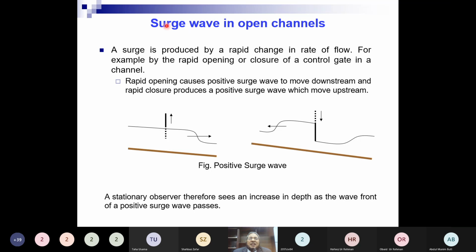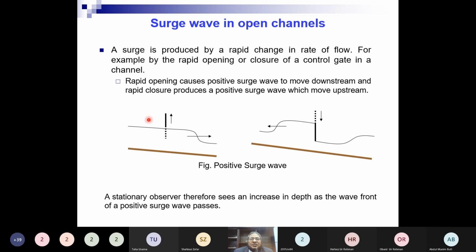Now, what is a surge or surge wave? Surge is produced by a rapid change in rate of flow, or there is a sudden increase in depth of flow. That is called a surge in the open channel. And this may be produced by rapid opening or closure of a control gate or sluice gate in a channel.